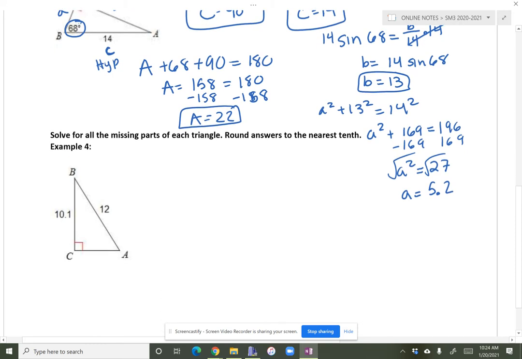Pause the video. Take a second. I want you to see how far you can get on example 4 on solving everything. Remember, write down capital A, B, and C, lowercase a, b, and c, see what information you have, and then go from there. Okay. So pause the video, challenge yourself a little bit, and then unpause when you're stuck, or if you just are ready to check.